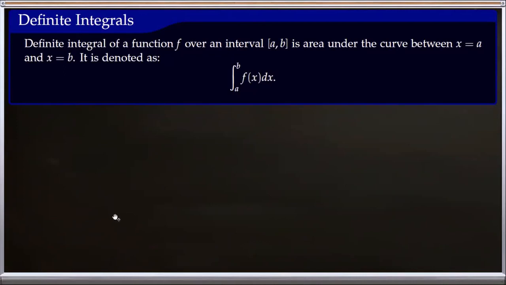In this video, we are going to define definite integrals and look at some examples. The definite integral of a function f over an interval [a, b] is the area under the curve between x equals a and x equals b. It is denoted as the integral from a to b. So these a and b we call limits of integration.